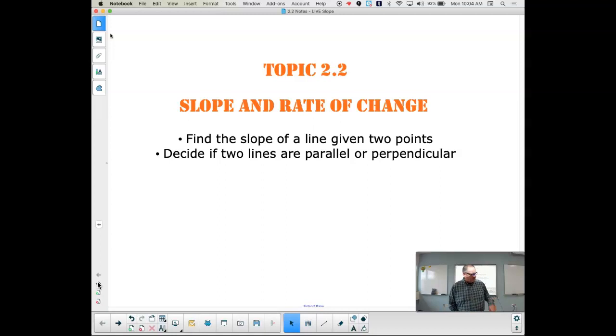We've got some slope and rates of change today. Tomorrow is graphing lines, so you'll need some graph paper. So I should write a big old note that says put graph paper on it.